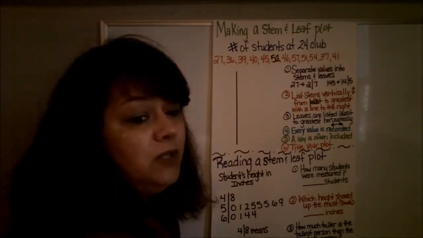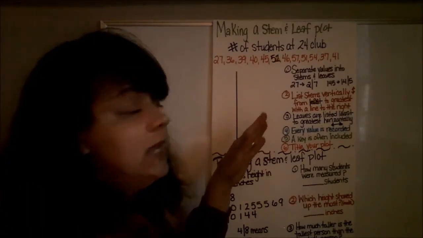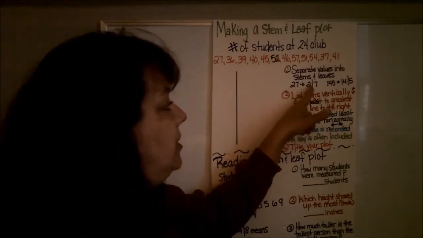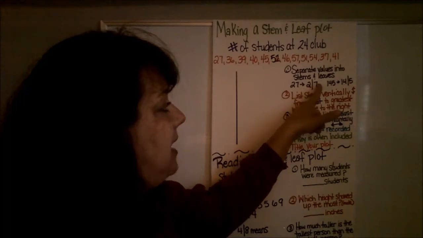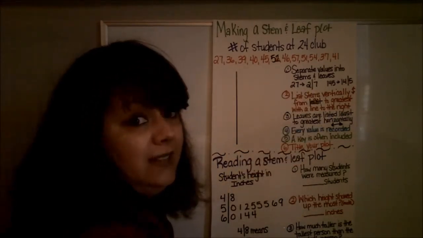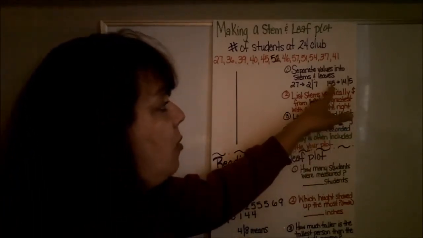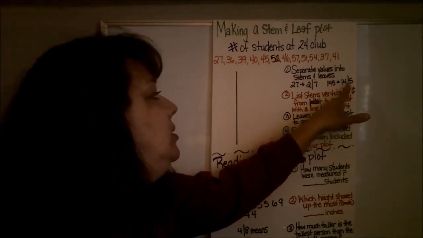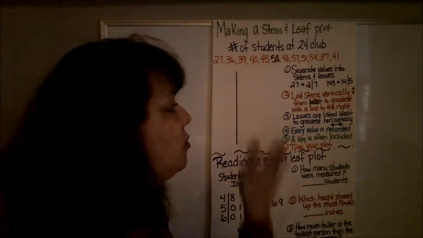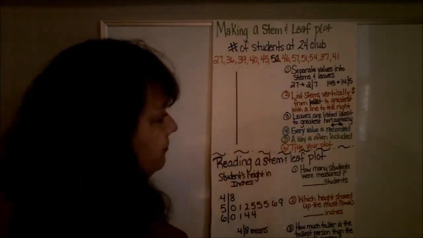The first thing that you want to do is separate your values into stems and leaves. Like I showed you on the earlier example, a 27 would have a 2 on one side and a 7 on the other side of the line. Let's say that you have more than just a 2-digit number. Let's say you have a 3-digit number. For that example, 145 would be separated into 14 on one side and 5 on the other. So the 1s is on the right hand of your line.